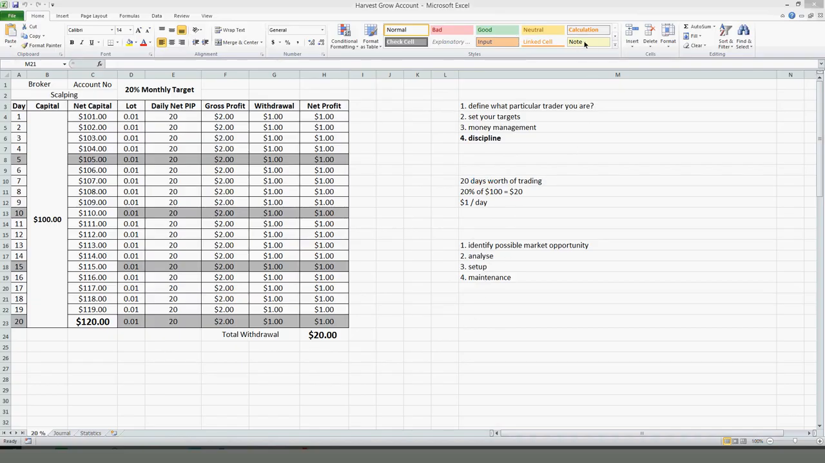All right. Are you guys clear with the type of trader and how many pips you're looking at? Are there any questions so far?